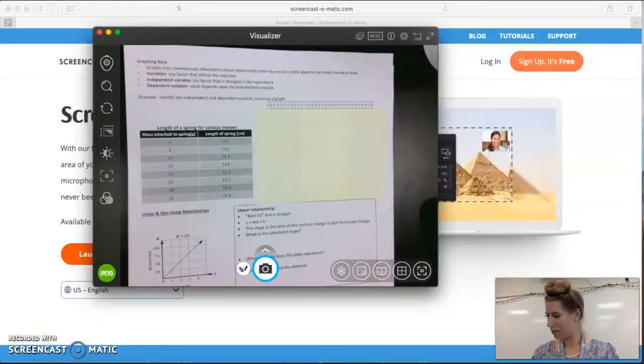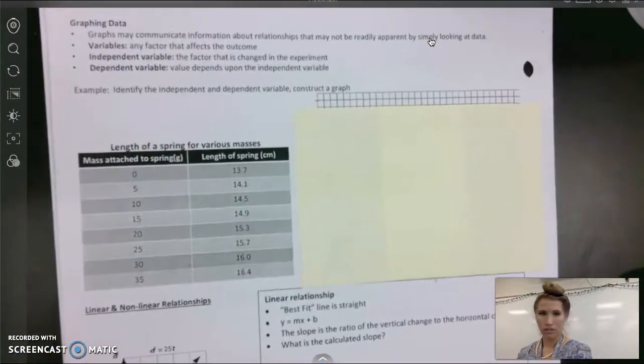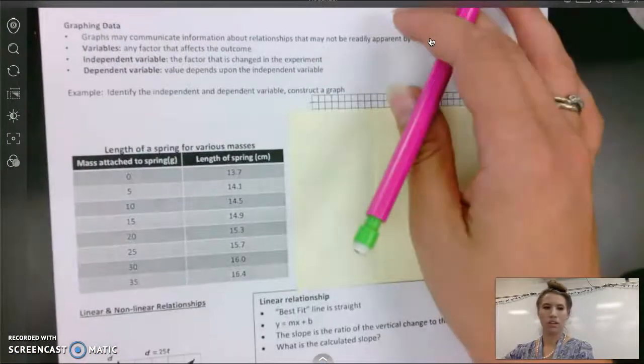Okay, last part, talking about graphing. So, we're on page 4 of our guided notes, Unit 1.